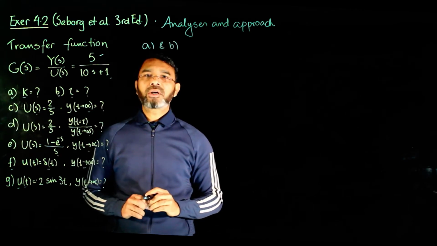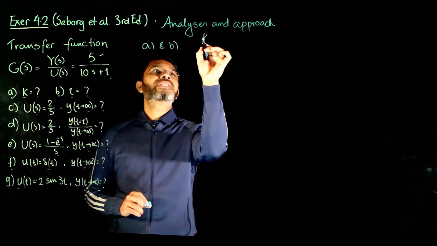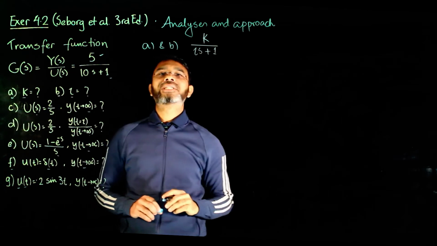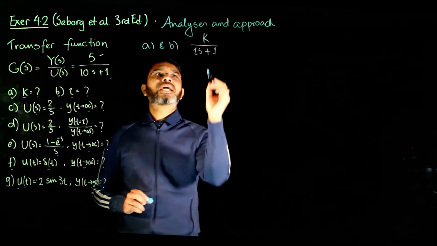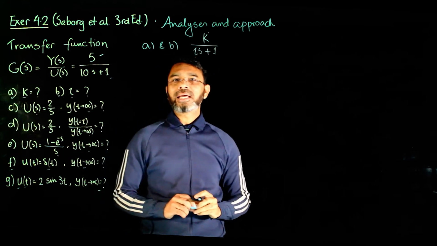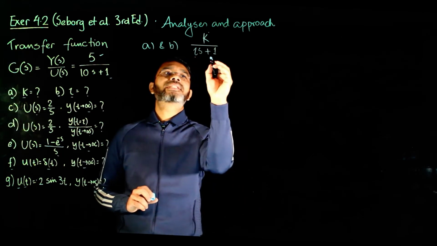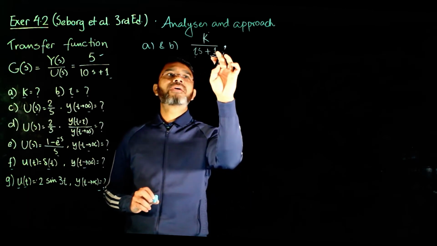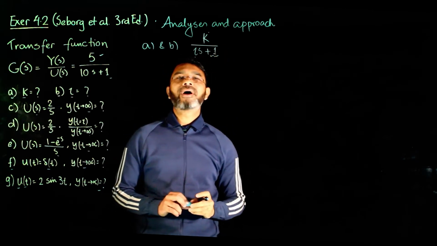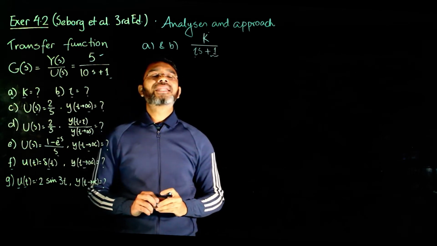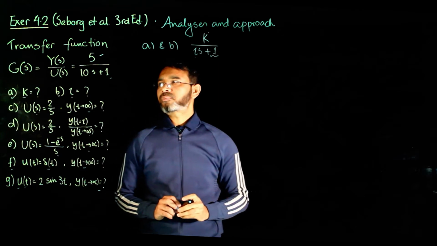For a first order transfer function, the standard form is given as K over tau s plus 1 when there is no delay term. The term K will denote the gain and the term tau will denote the time constant. Remember that in the standard form, this should be 1. If this value is given as something other than 1, you need to divide the entire transfer function by that particular value to get that term to be 1.